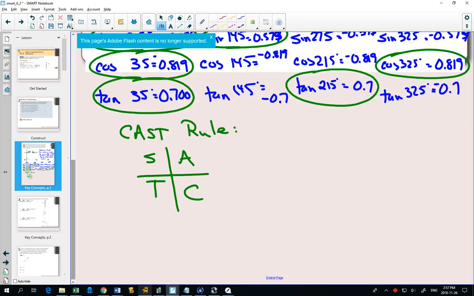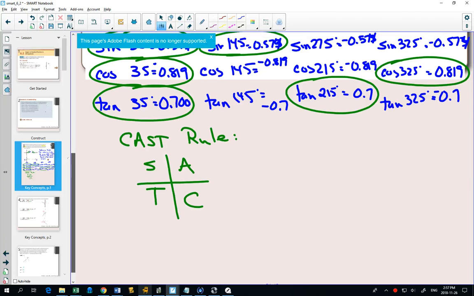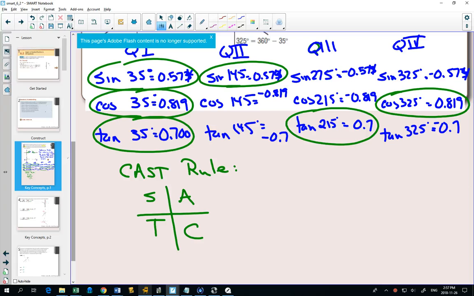That's why it's called the CAST rule, just because it spells the word cast. And the A means that all 3 are positive. In quadrant 2, the S means that sine is positive. In quadrant 3, the T means that only tangent is positive. And in quadrant 4, the C means only cos is positive.